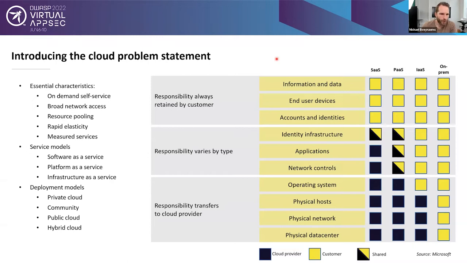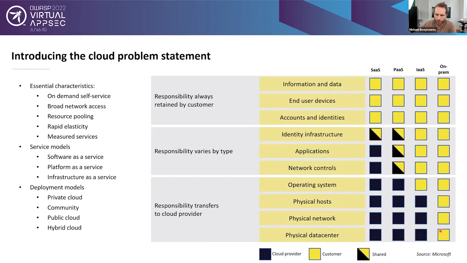So I do not pretend to be a cloud expert. I also do not pretend that I know more about what a cloud is than all of you. But this is just the essential characteristics, the service models and the deployment models, the NIST definitions of a cloud, basically. But what's more important is here on the right, I copied a matrix from Microsoft, which is often known as the shared responsibility model. So depending on which service model you choose, you see SaaS, PaaS, IaaS here, depending on which service model you use, you have different responsibilities, or better said, the responsibilities may shift to the cloud provider.